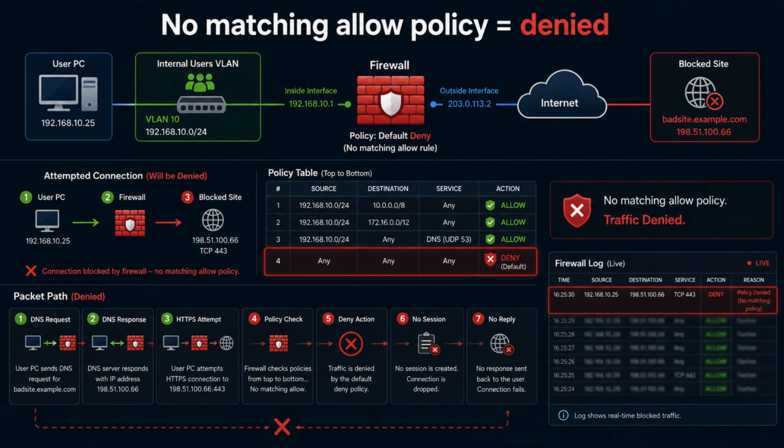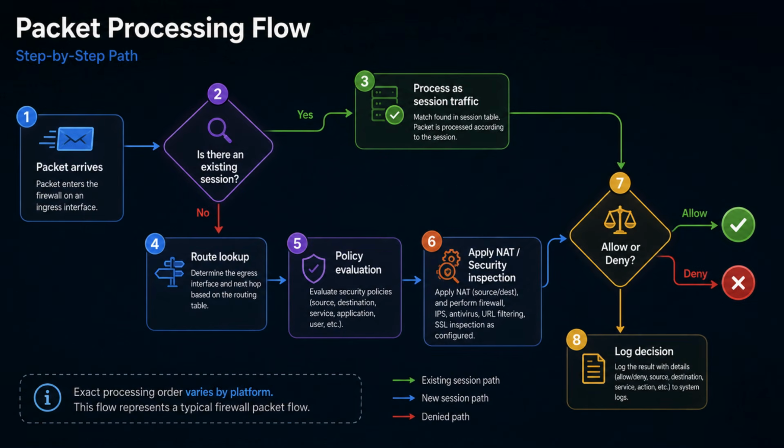Logs can reveal the source, destination, service, action, matching rule, interface, timestamp, and sometimes the reason the traffic was blocked. When troubleshooting, do not guess. Start by checking the logs and confirming what the firewall actually decided. Although exact packet processing behavior varies between firewall vendors and configurations, this is a useful high-level decision model.